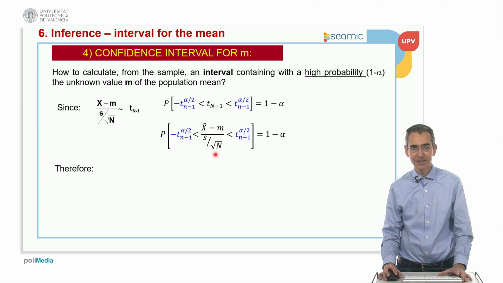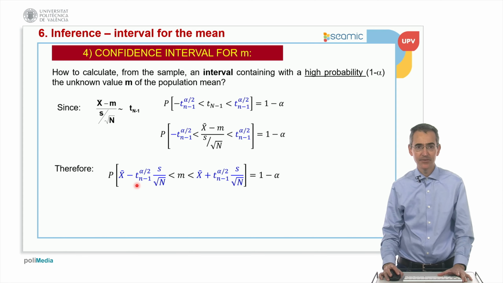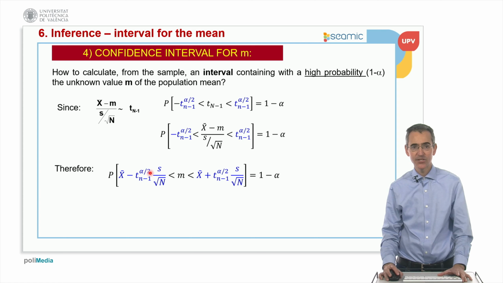So therefore, we multiply this by the critical value, and then we have this, that the sample average minus the critical value of the t table having an area of alpha halves on the right side, multiplied by the standard deviation and divided by the square root of n, okay? So x bar plus or minus, okay? This is an interval that contains, with a probability 1 minus alpha, the real value m, okay?